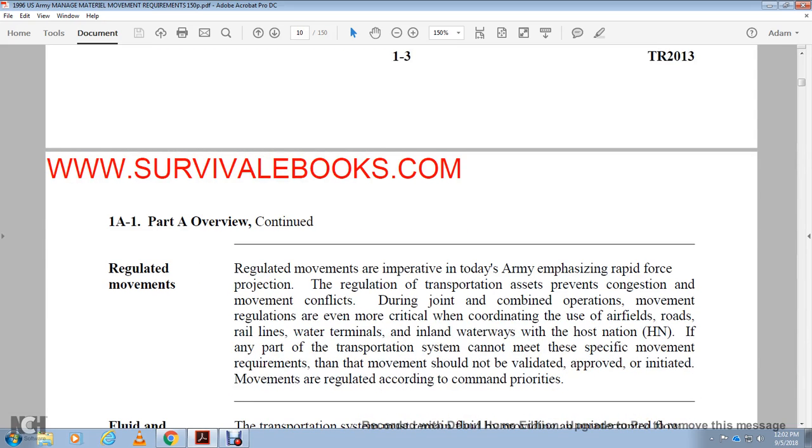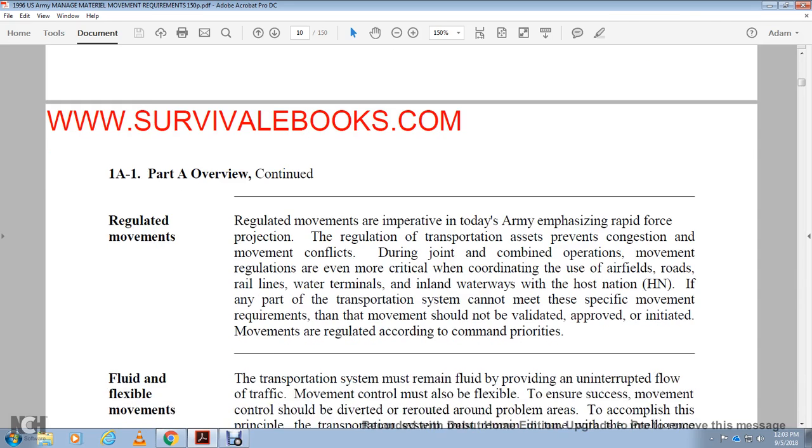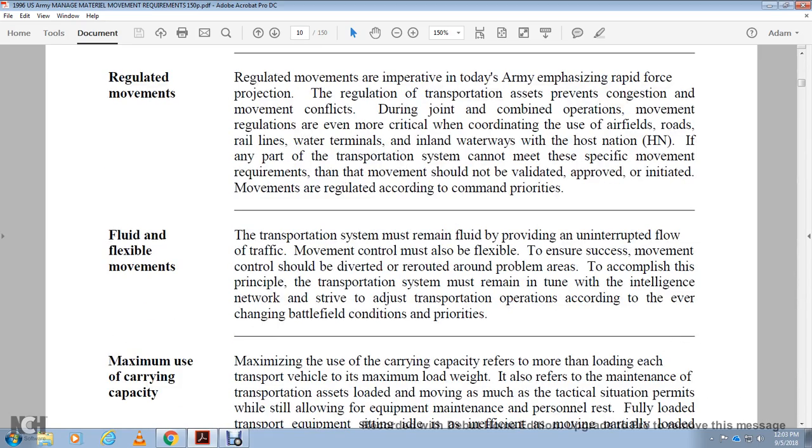Lesson 1, Part A, Overview, continued. Regulated movements are imperative today. The Army emphasizes rapid force projection with the regulation of transportation assets, preventing congestion and movement conflicts during joint and combined operations. Movement regulation is even more critical for coordinating the use of airfields, roads, railway lines, water terminals, and inland waterways within the host nation. If any part of the transportation system cannot meet specific movement requirements, the movement should not be validated, approved, or initiated. Movements are regulated according to command priorities.